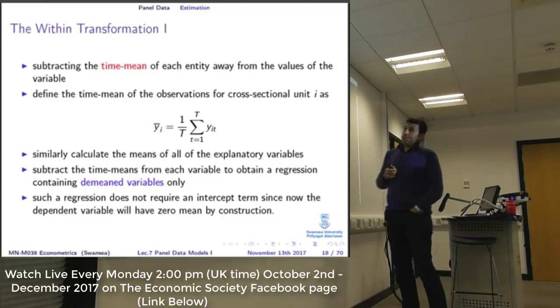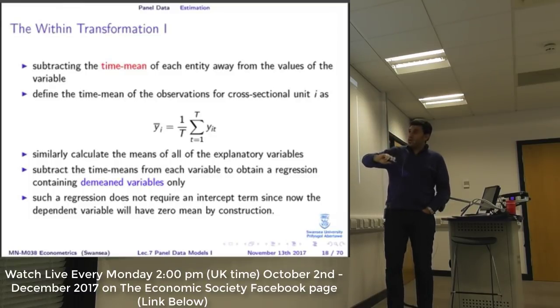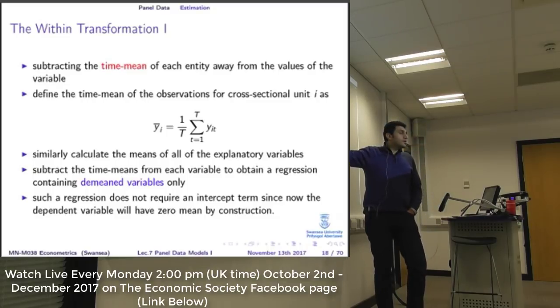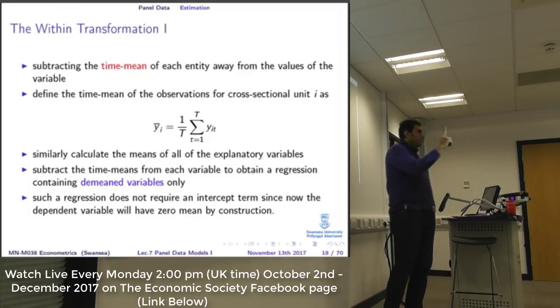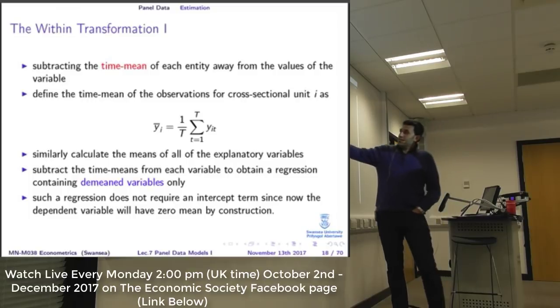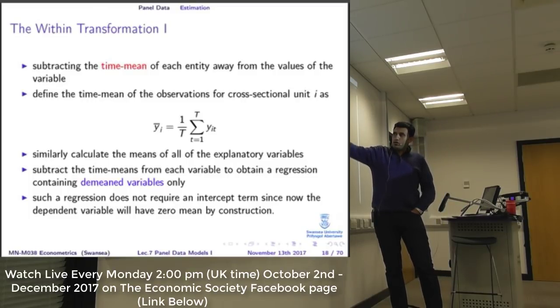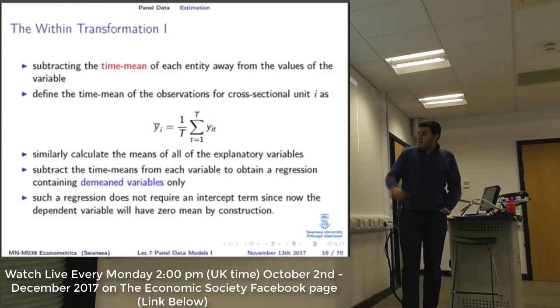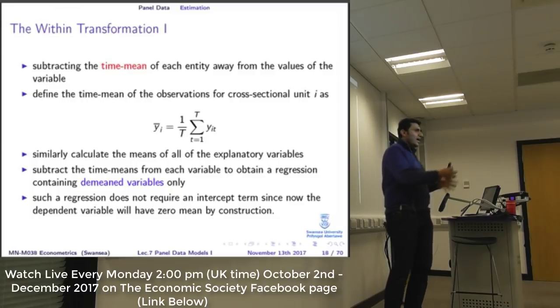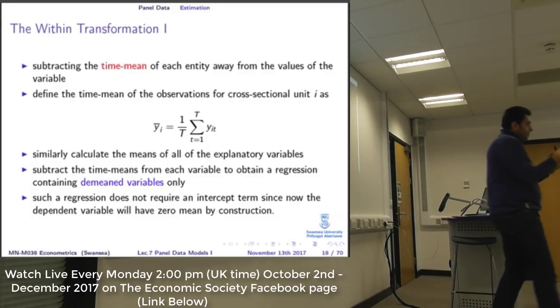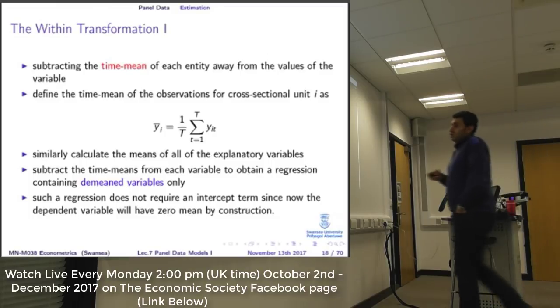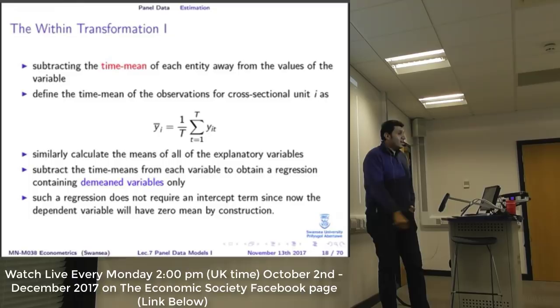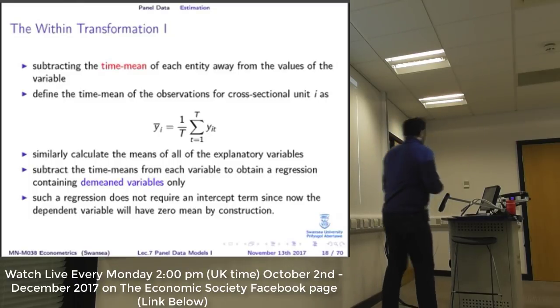The way to do that is to get the time mean of each entity. For example, this is y bar_i, the average or mean value of y_i, say for country 1, averaged across time from t equals 1 to T. Then you subtract the time means from each variable, and that gives you what we call the demeaned variable. You took the mean away, so you subtract the mean from each value. This is for y, and you should do the same for x as well, for all variables in your model.